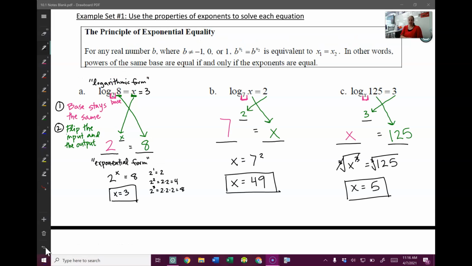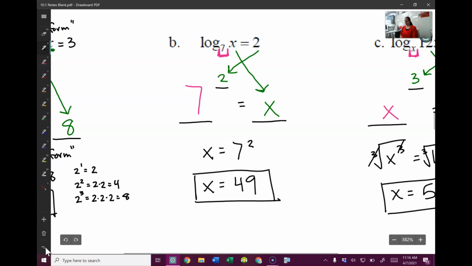Welcome back. Let's see how you did. So if we look at B, step 1, the base stays the same, so base, base. Step 2, the input and the output flip places, so I should get 7 squared equals x. So if x equals 7 squared, well, 7 squared is 49, so check.